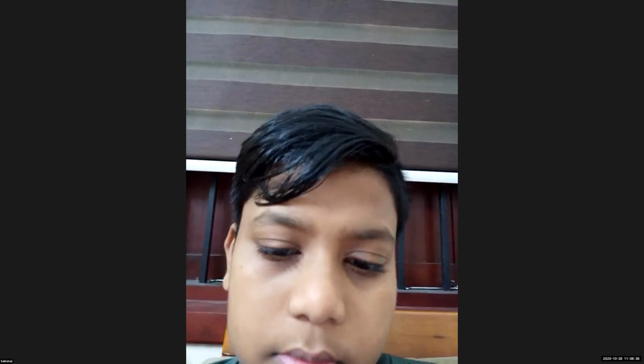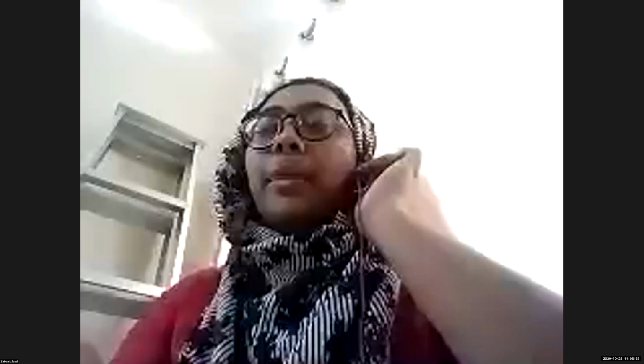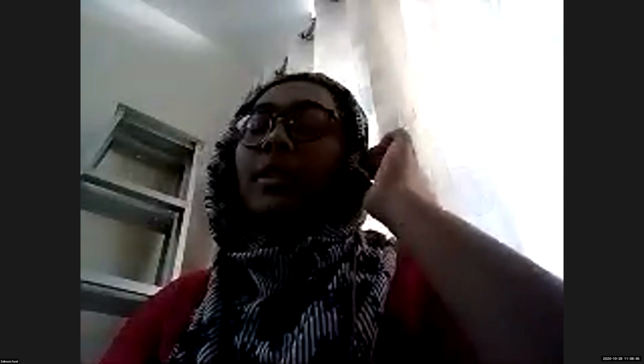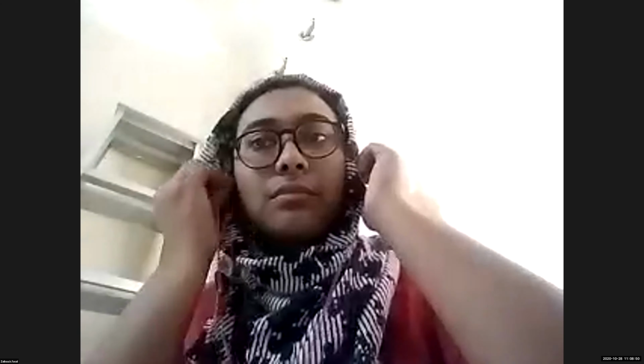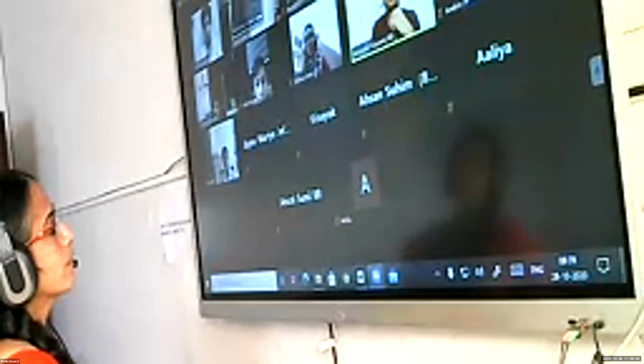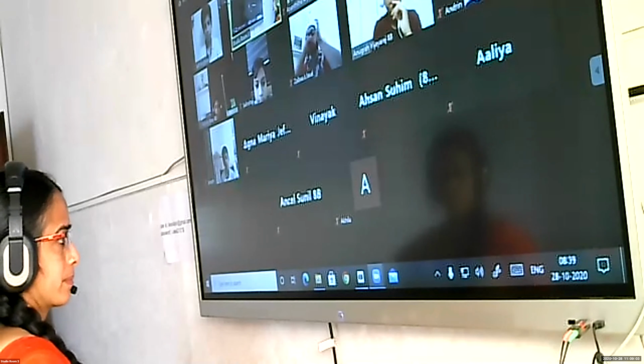Saiba, read. (a plus b) the whole square is equal to a square plus 2ab plus b square. Anugrah, read. Vinayak, read. (a plus b) whole square equal to a square plus 2ab plus b square. And Rin.